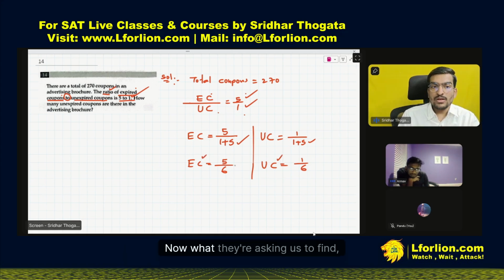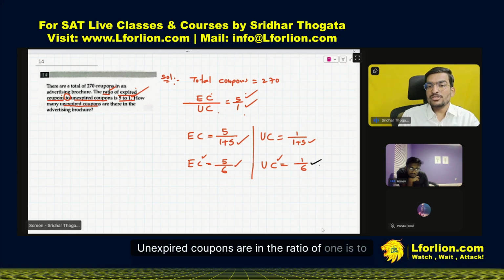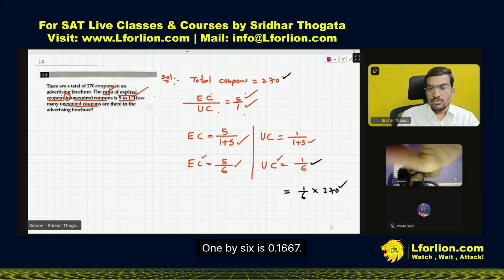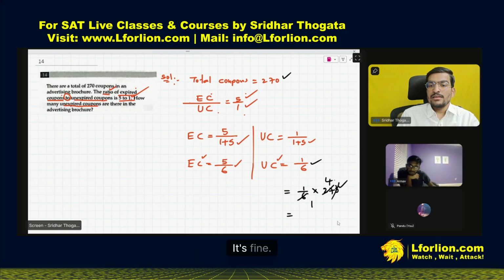Now what they're asking us to find is how many unexpired coupons there are. You just need to calculate. Unexpired coupons are in the ratio of 1 to 6 of the total coupons. So 1 by 6 into 270. In 270, what is the 1 by 6 part of coupons? 1 by 6 is 0.1667. So 6 times 4 is 24, 3 is remaining, 3 goes to 30, and it's 5, 45. They did not ask us to find that.